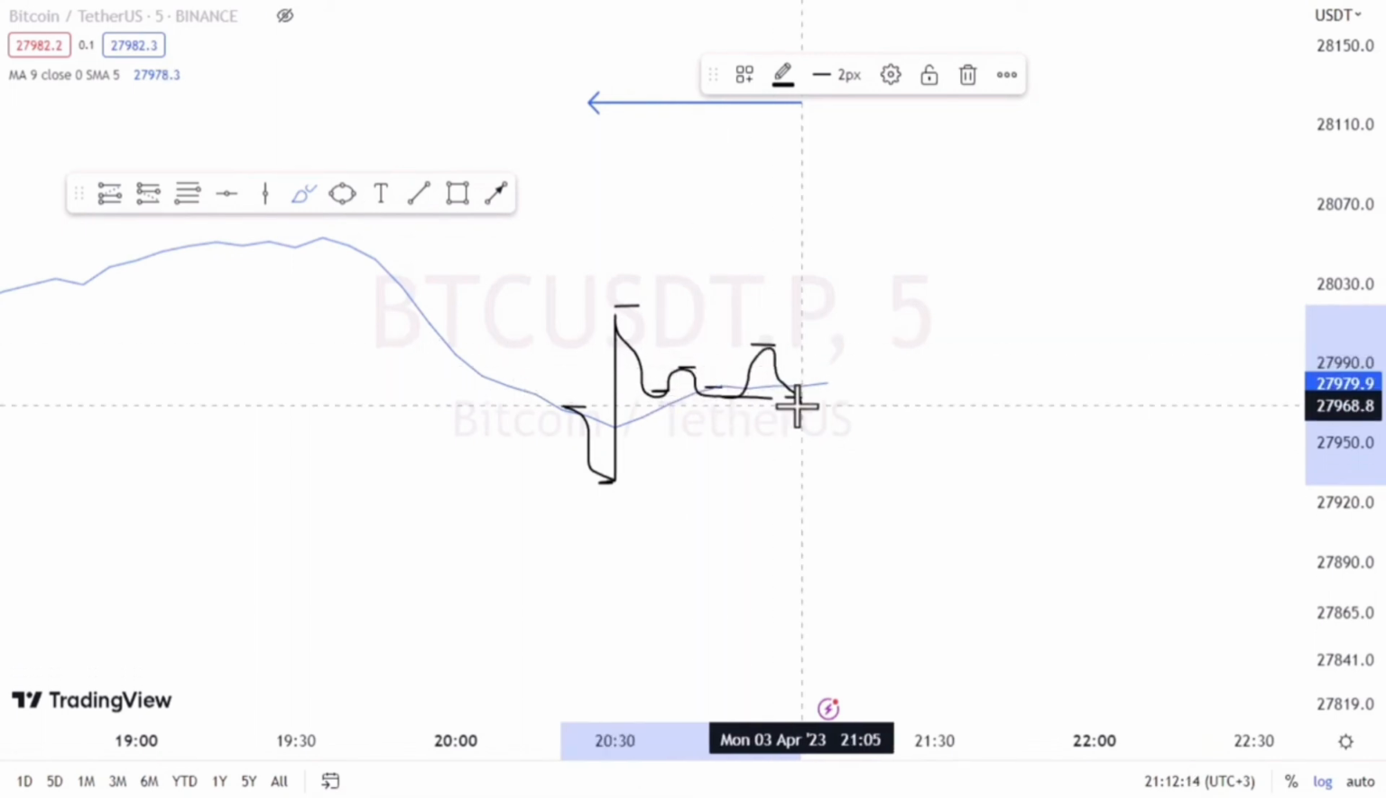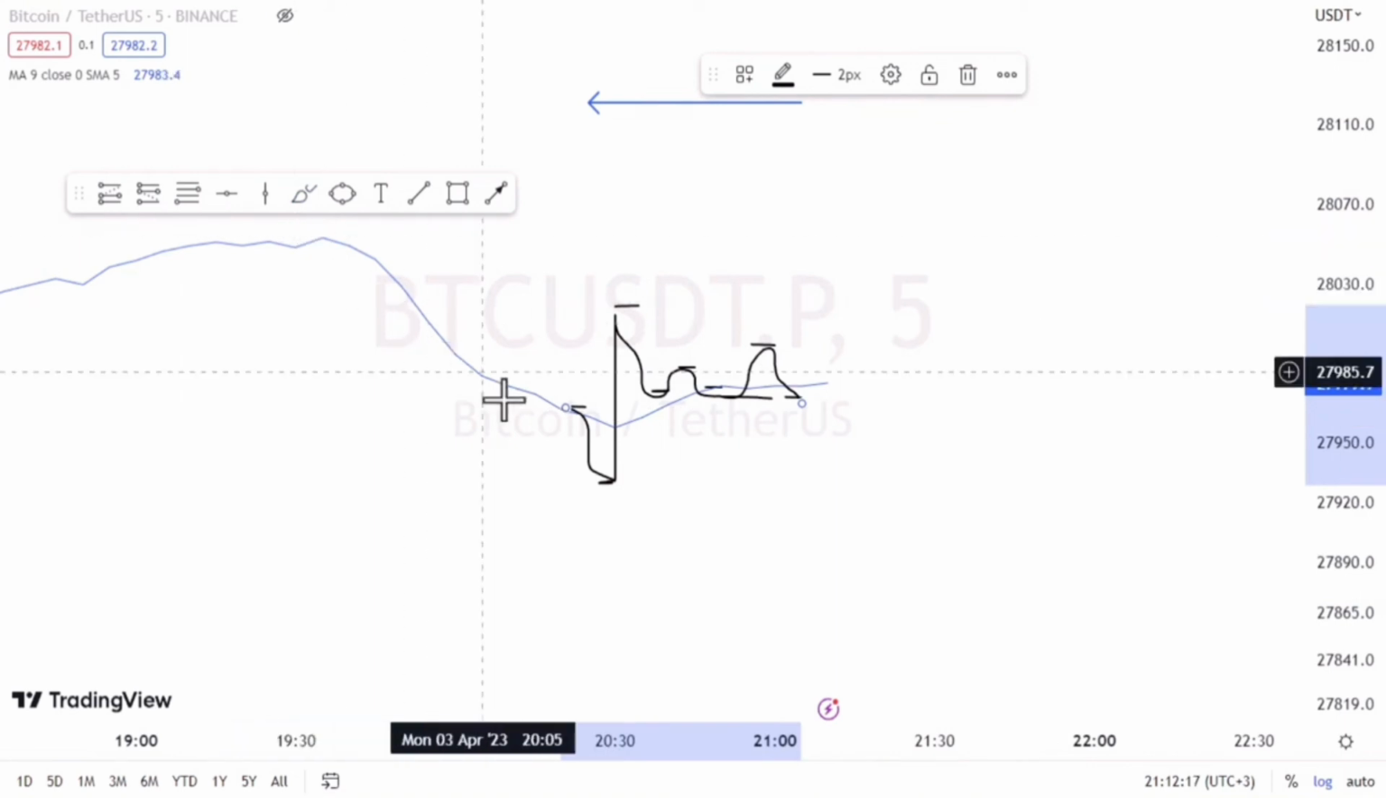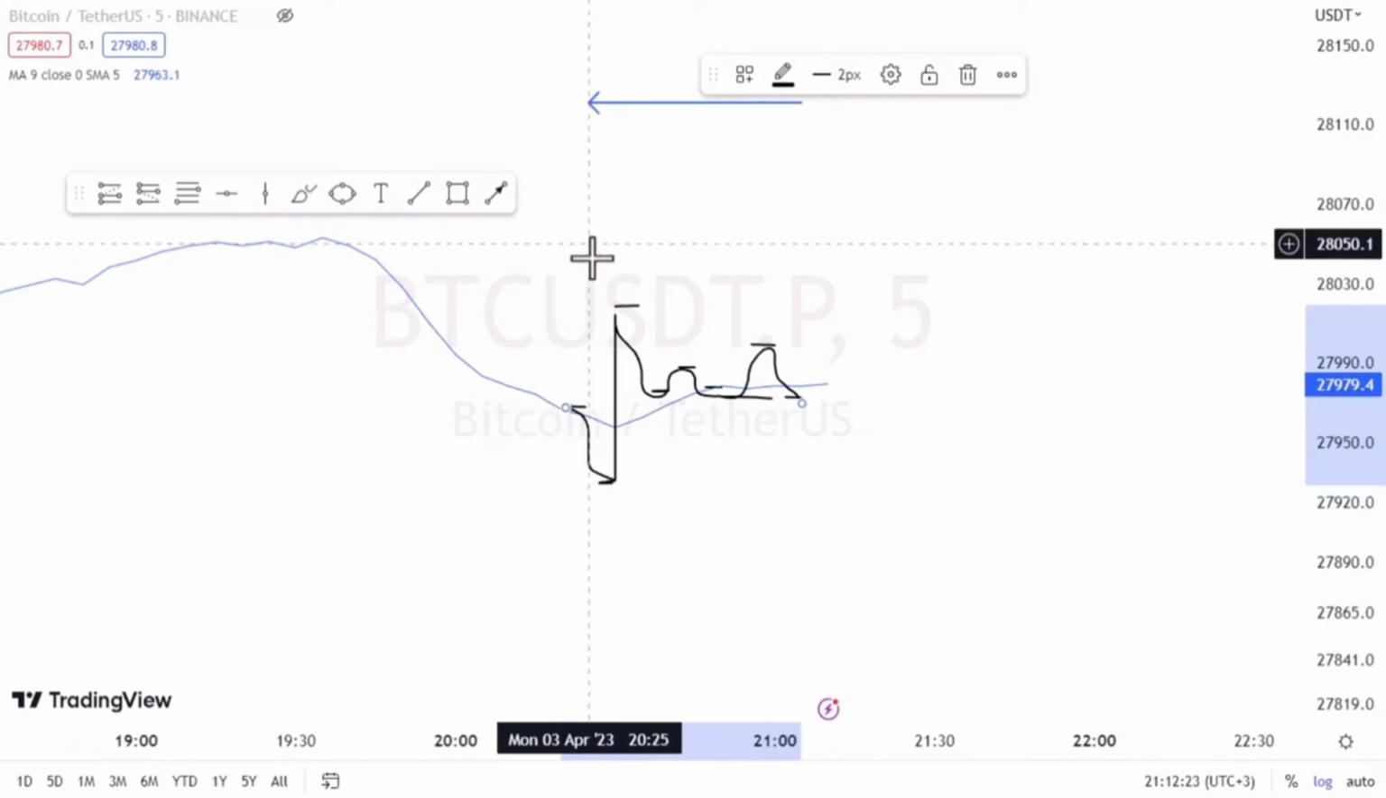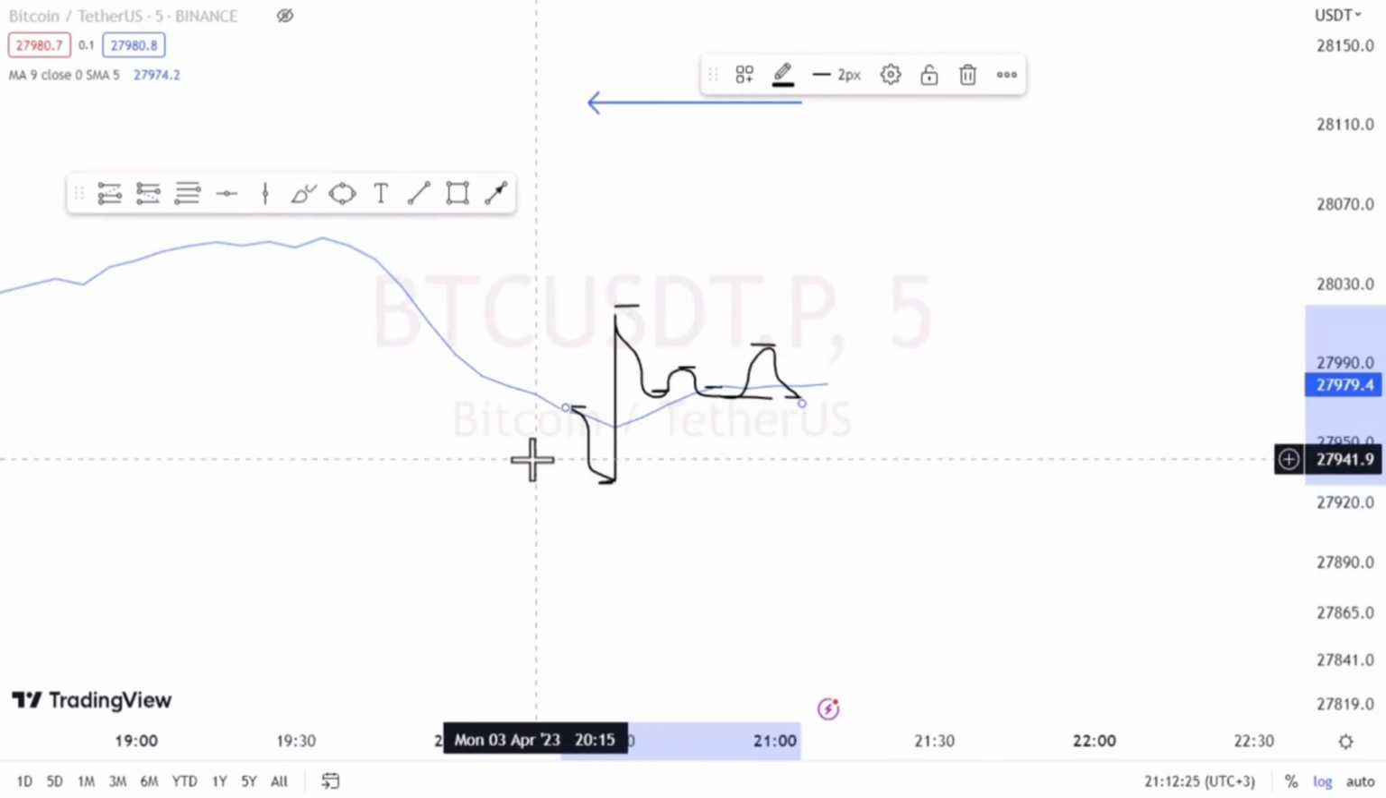So this line, this MA line, moving average, is calculating the distance from this close to the next, to the next, to the next, and then calculating all of them, and then dividing them by 9, and then this line comes up on your chart.